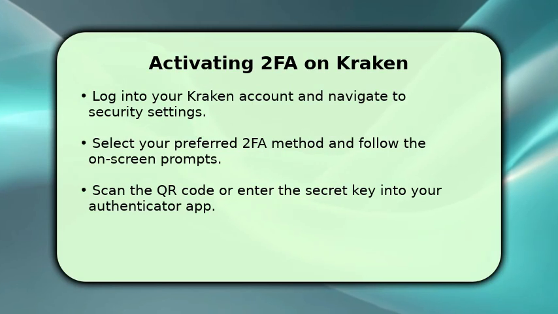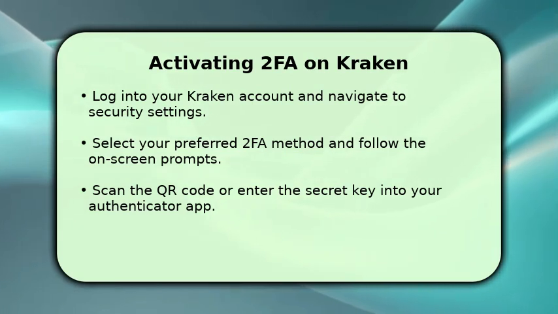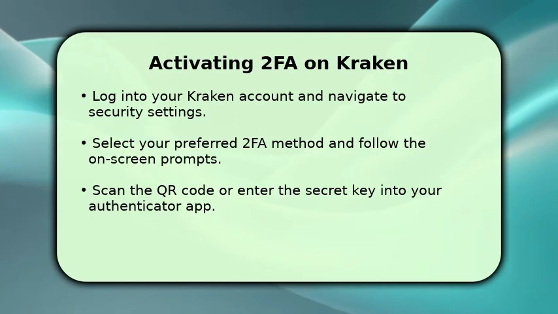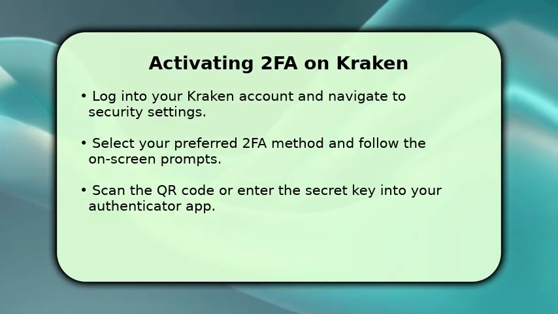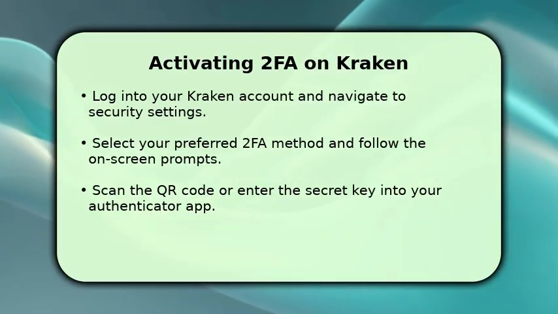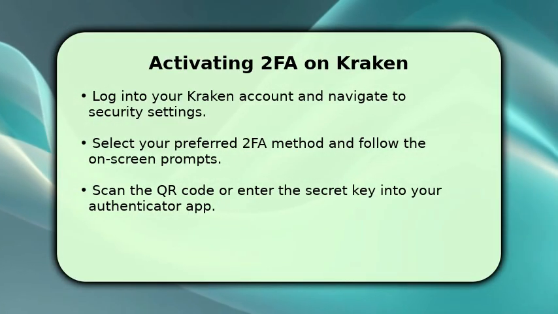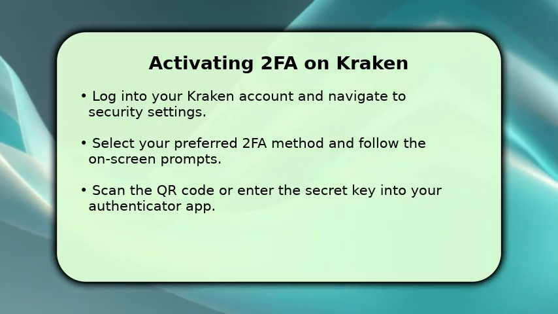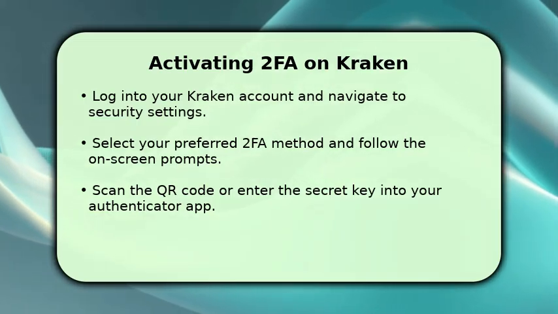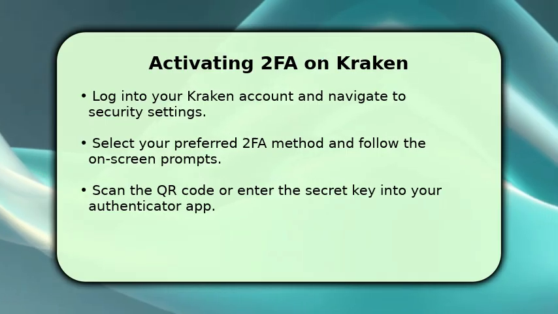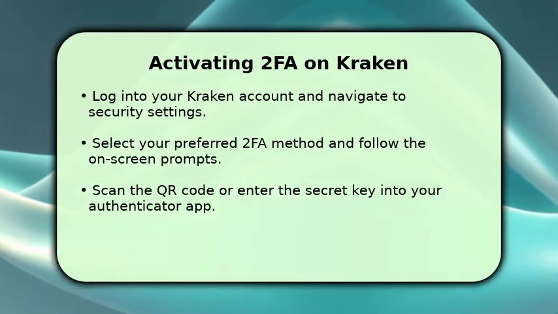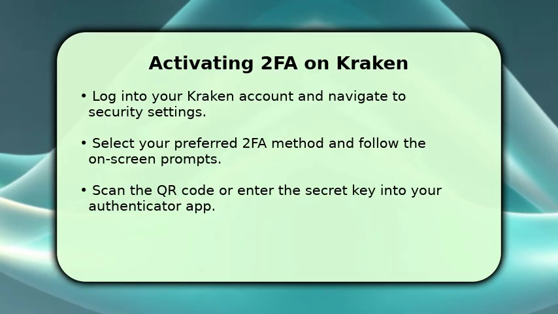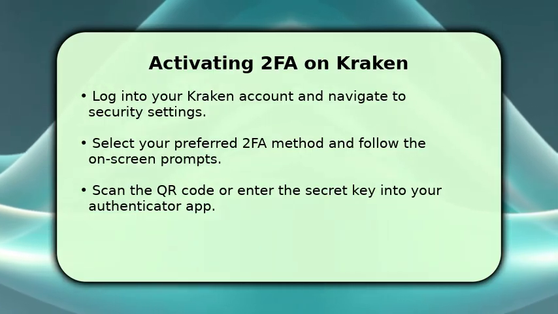To activate two-factor authentication, first log into your Kraken account and go to the Security section. Here, you will find options to enable 2FA for various actions, including login, funding, and trading. Select your chosen method, for example, an Authenticator app. You will then be presented with a QR code or a secret key to input into your Authenticator application. Confirm the setup with a generated code.